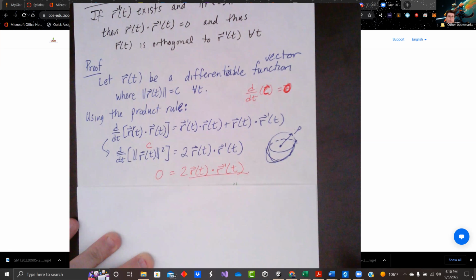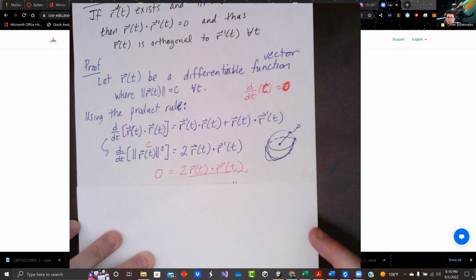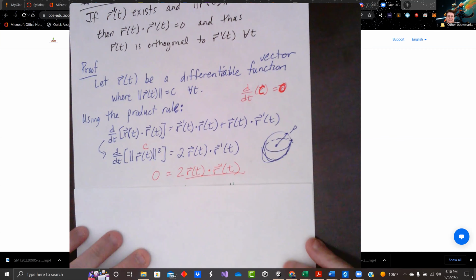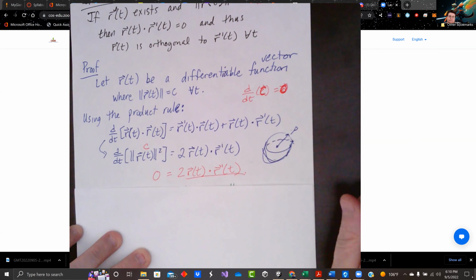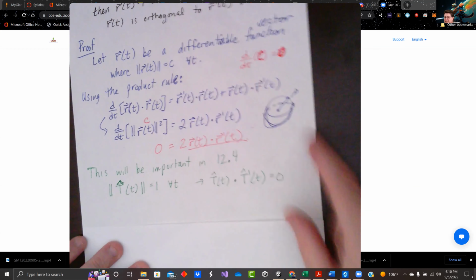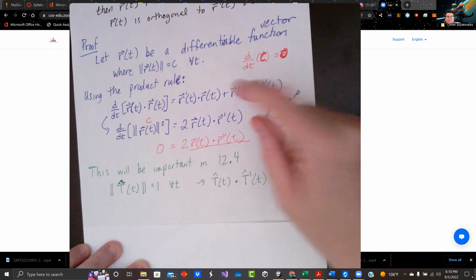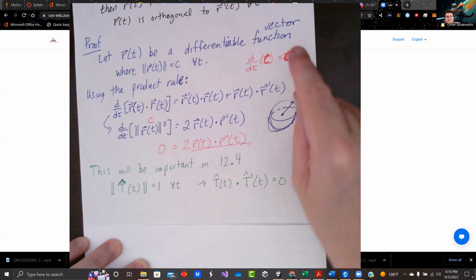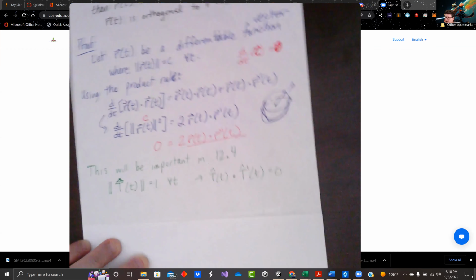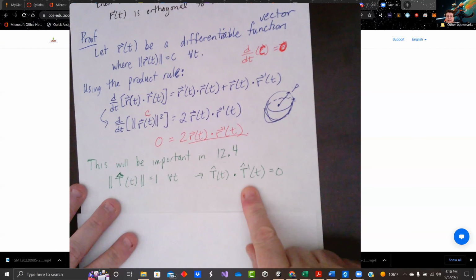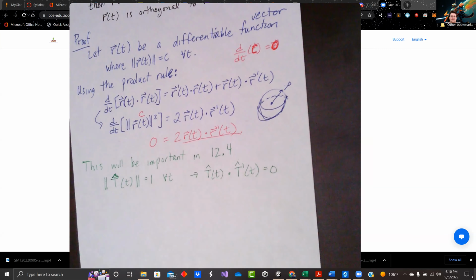This works in 3 space as well. So what is that in 3 space? What do we have when the radius is constant? We have a sphere of radius rho. This is going to be important in 12.4. This idea of this proof, it works for any vector and its derivative. The dot product works if the magnitude of the vector is constant. So we will be looking at this with the tangent vector dotted with its derivative in 12.4. That's for a later section.